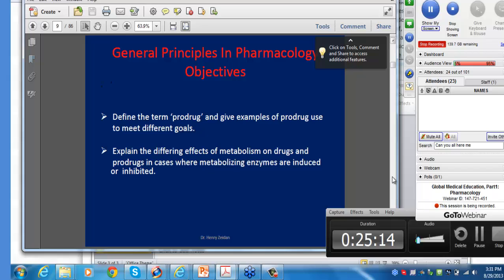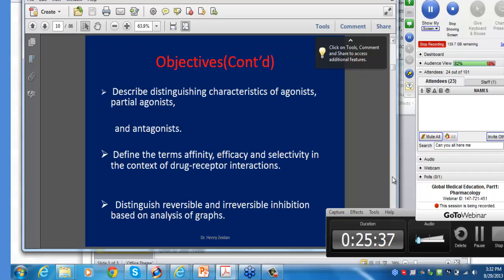Explain the differing effects of metabolism on drugs and prodrugs in cases where metabolizing enzymes are reduced or inhibited. That's very significant because you do not want to defeat the purpose. Then we're going to move on to pharmacodynamics.